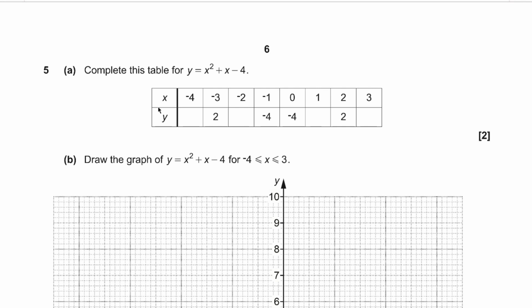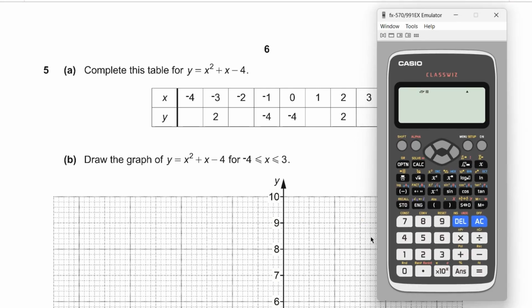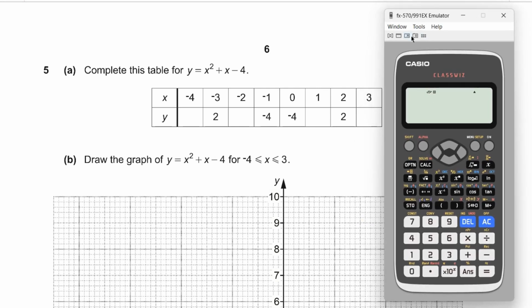Question number 5, part A, complete this table for y equals x squared plus x subtract 4. Well, we've got different x values and we need to find their corresponding y values. We can do this using our calculator. If we go to the menu and then go to the table sub-menu, we can key in this function x squared plus x subtract 4. We are starting at minus 4. We are finishing at 3. We are going up in ones.